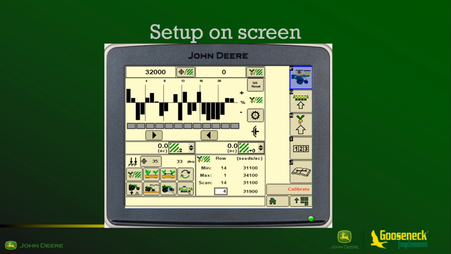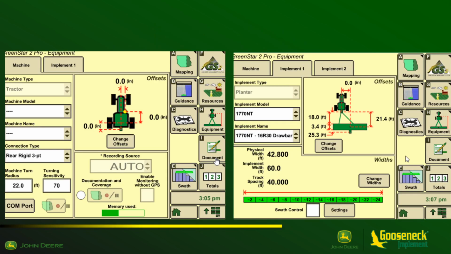First, sometimes the setup gets overlooked on the screen. We get lots of calls every spring about section control, and one of the biggest things that section control is going off of is actually your offsets and your measurements on your tractor and also on your planter. So sometimes we'll see right here the tractor is going to be all at zeros. The receiver only knows where it's at in the field. It does not know where the planter is at.